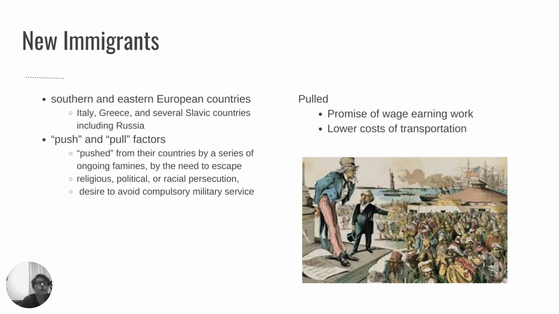The main reason why cities are growing is new immigrants. People are coming from Southern and Eastern Europe. These are what we call new immigrants. These are folks coming from Italy, Greece, and Russia, Poland, these sorts of places. There are many push and pull factors. The pull factors are the same factors as to why the Great Migration was happening. It is jobs, it is industrialization, it is opportunity. The push depends on what country they're coming from, but usually it's religious, political, or racial persecution, and war.